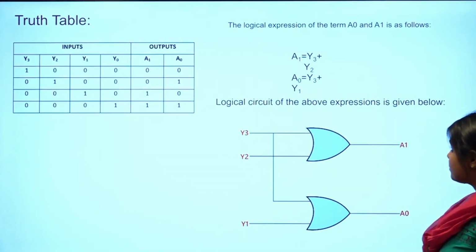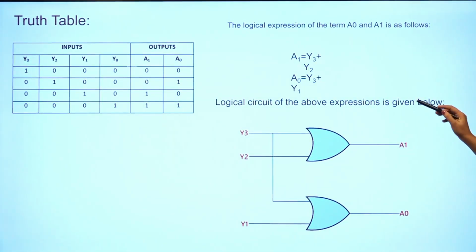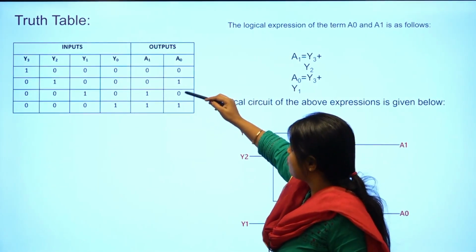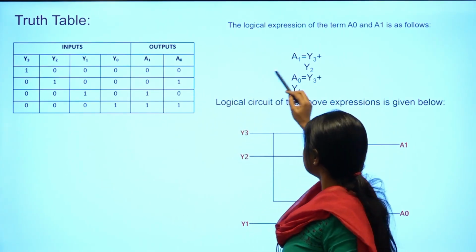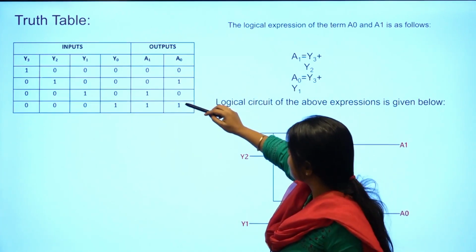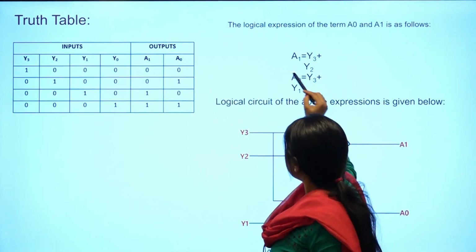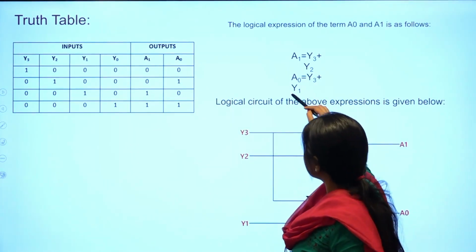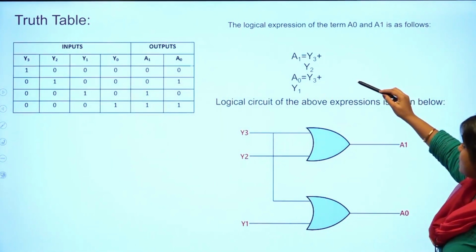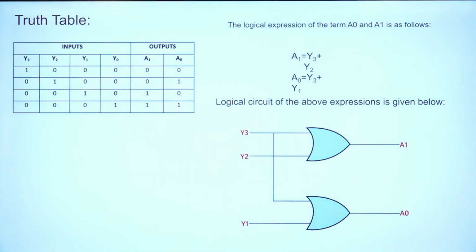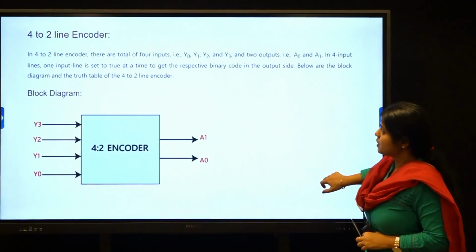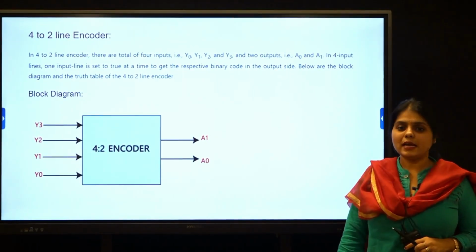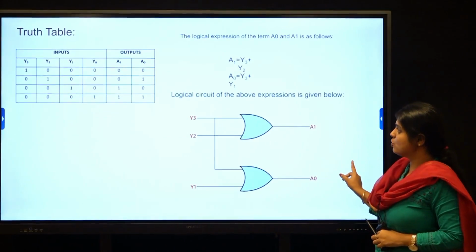Okay, now from that truth table I have derived these expressions. For A0 I have two 1s, and for A1 I have two 1s. So I have written A0 is equal to Y3 plus Y1, and A1 is equal to Y3 plus Y2. Using these logic expressions, this is the logic circuit that we have designed. This particular logic circuit is for the 4 to 2 line encoder, that is 4 inputs and 2 outputs.